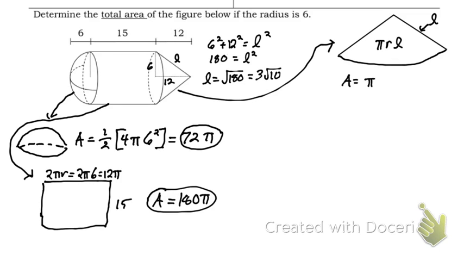So that means our area of this guy is going to equal pi times our radius, which we said was 6. And now our L is that 3 radical 10. So this area is going to be 18 radical 10 pi.